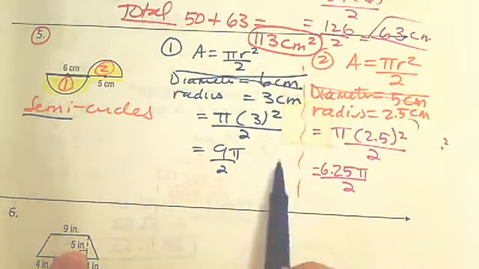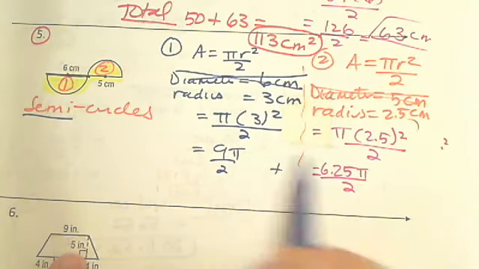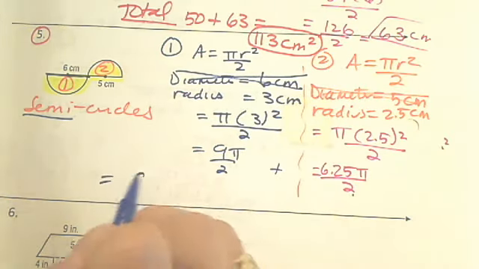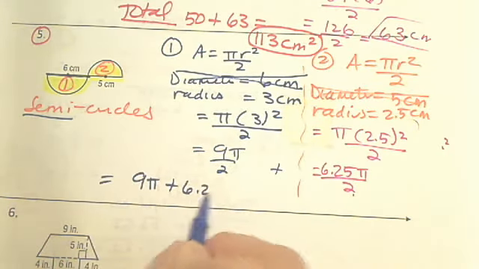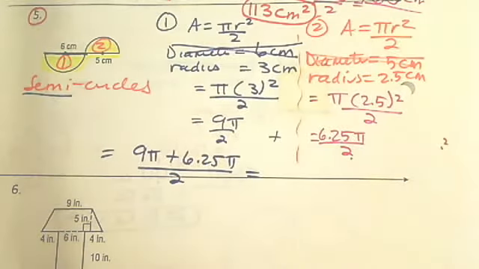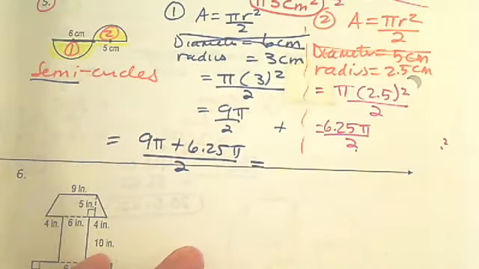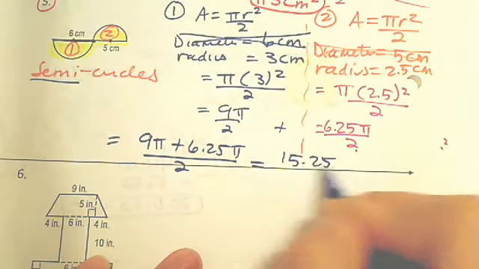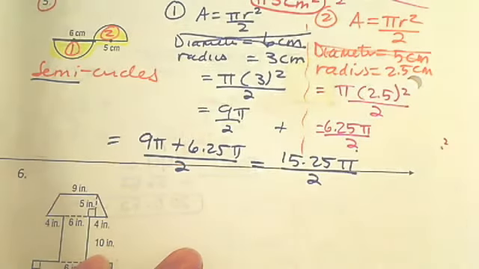We're not done yet because we have to add these together. Because they have common denominators, just like in fractions, we can add the numerators up. 9 pi plus 6.25 pi over 2. I have $9. I have $6.25. How much money do I have total? You have $15.25. In this case, 15.25 pi divided by 2.